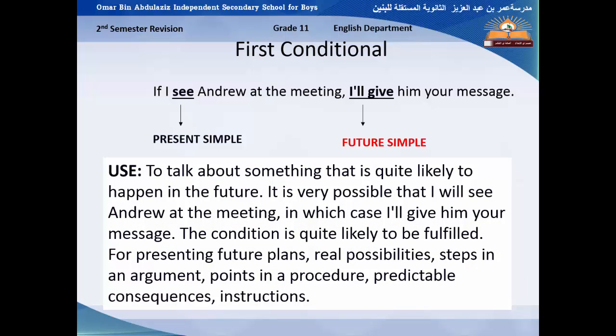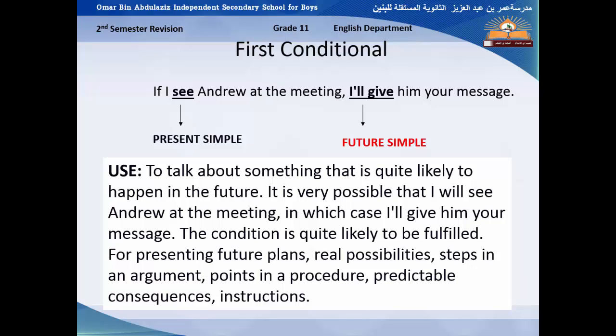So when do we use the first conditional? It is used to talk about something that is quite likely to happen in the future. It is very possible that I will see Andrew in the above mentioned example at the meeting, in which case I'll give him your message. The condition is quite likely to be fulfilled. So it's advisable to use the first conditional, which consists of the present simple tense and the future simple tense.